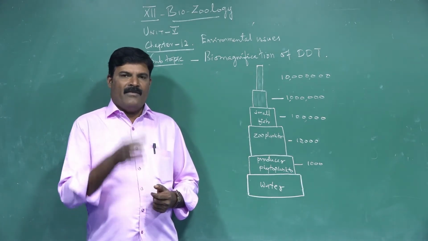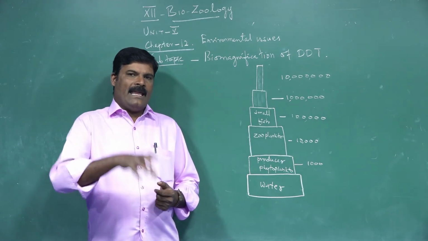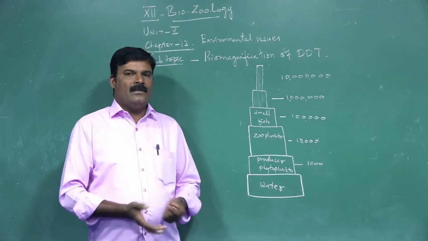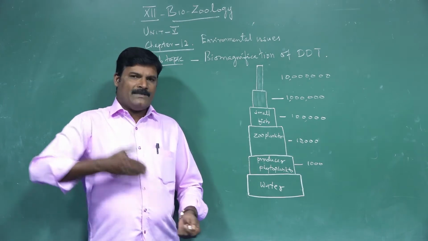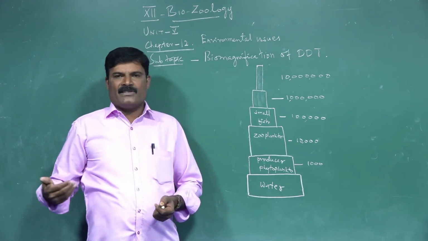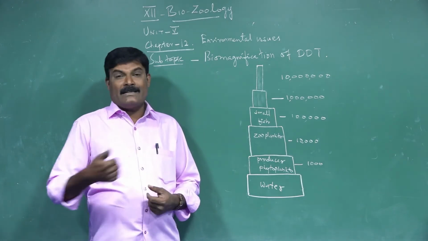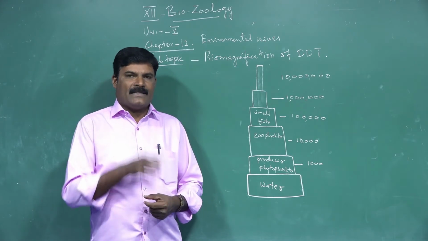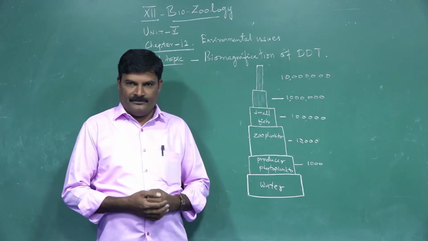I repeat, when the non-degradable waste substances enter the food chain, they do not get metabolized or broken down, or they may be expelled. Instead, they are transferred to any trophic level of the food chain. What is the result of this condition? The concentration of these substances increases. This is called biomagnification.